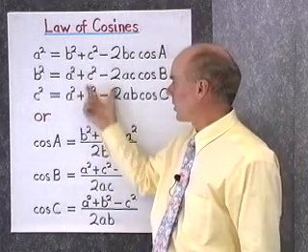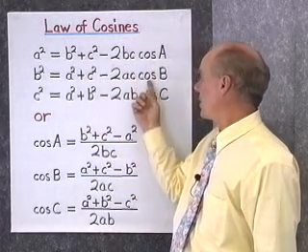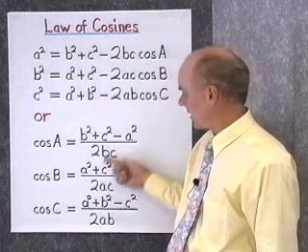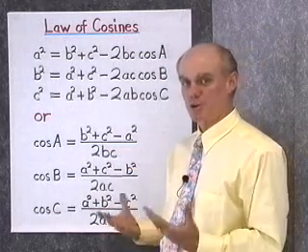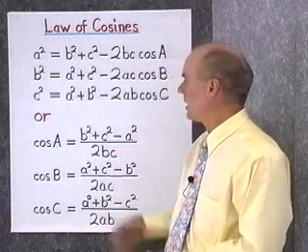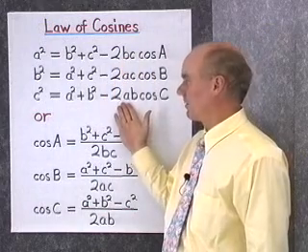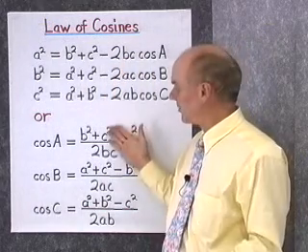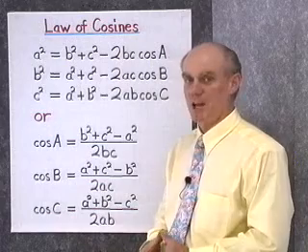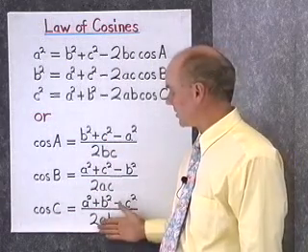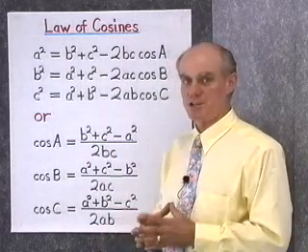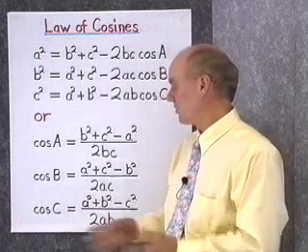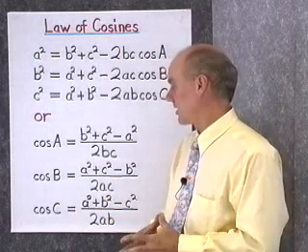Now, if I take any one of these and solve for cosine A, cosine B, cosine C, then I get these three formulas right here, which are also called the law of cosines. We use the first three if we're solving for a side, and we use the second three if we're solving for an angle. So we would use these in the case where we were given all three sides in a triangle and needed to find one of the angles. We could use the law of cosines like this.